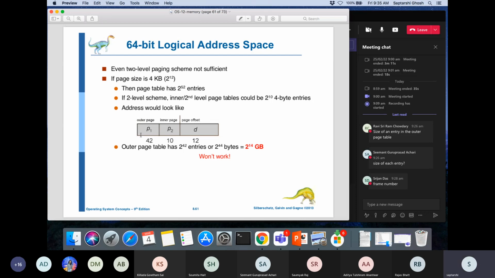So the outer page table, remember the outer page table, we assumed it is contiguous. But now the outer page table will have 2 to the power 42 entries. That means almost 2 to the power 14 GB. So clearly we cannot have this contiguous. So what to do? Any suggestions?